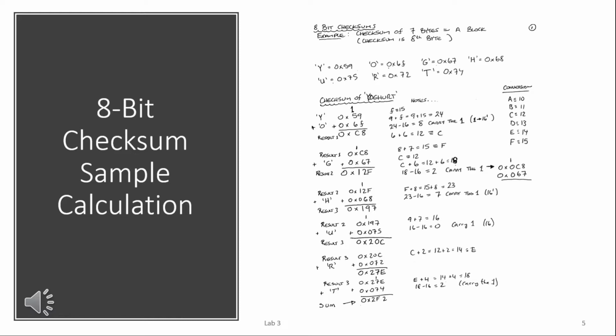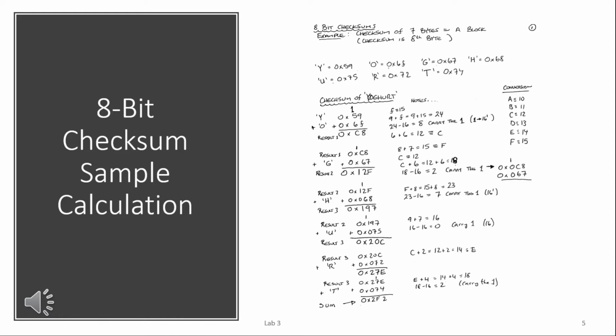24 minus 16, right? Because how many 16s do we have? We're going to carry. That's 16. So we carry that into the second column. We carry the 1, that's 16, into the next column. And what are we left with in the first column? Well, we're left with 8, right? 24 minus 16 is 8. So we put the 8, carry the 1.